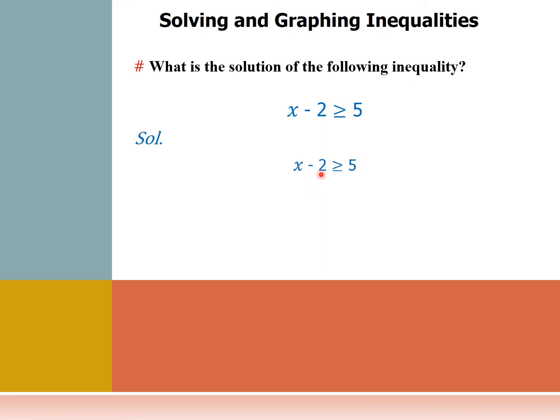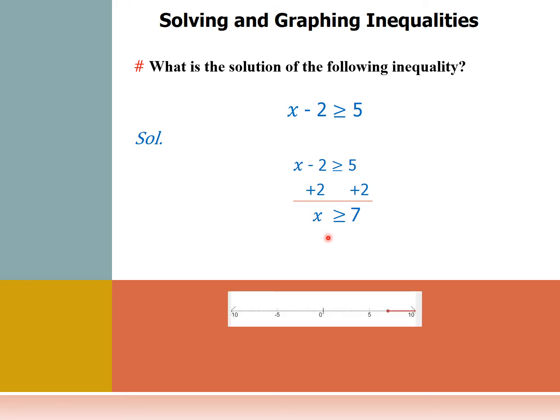So to remove negative 2 from this part, we should add plus 2 to both sides. Remember that, to both sides. So minus 2 plus 2 is 0, and 0 plus x is x. The other side, 5 plus 2 is 7. So this is the solution of the inequality: x is greater than or equal to 7.